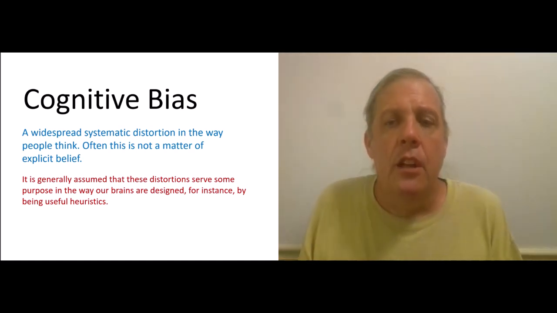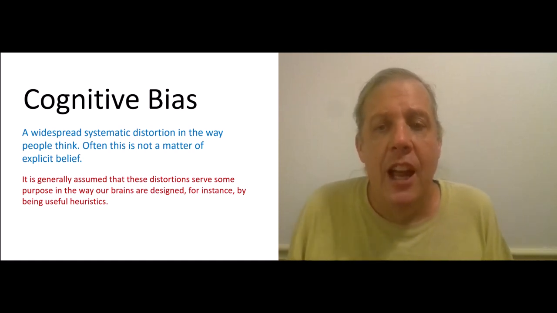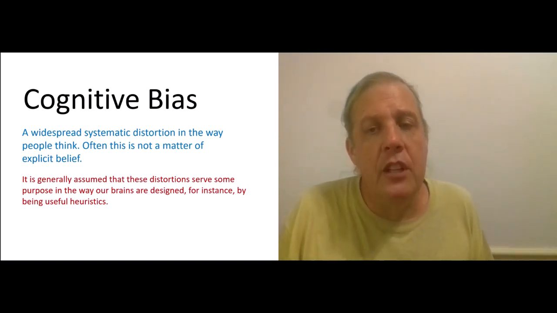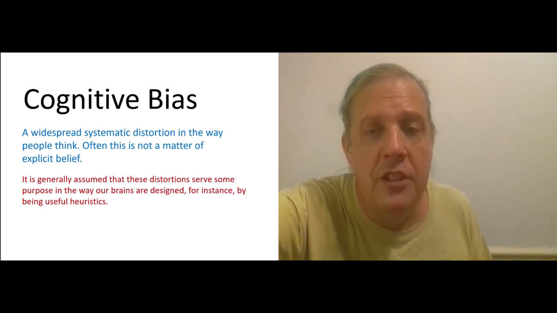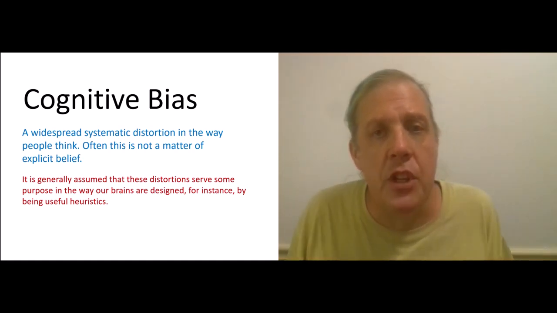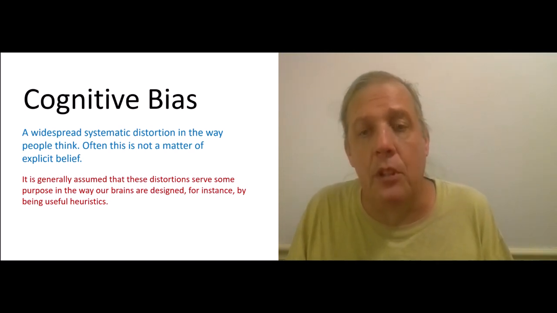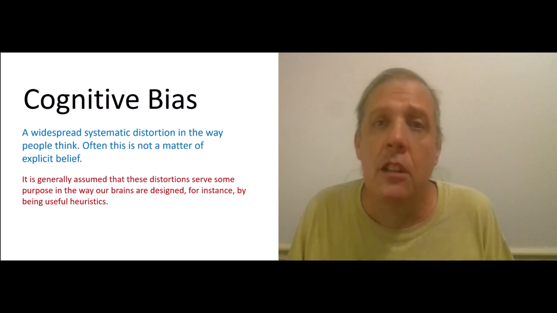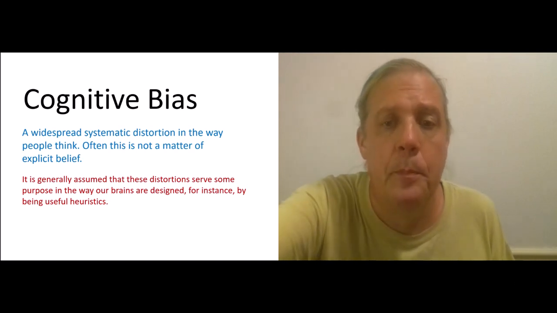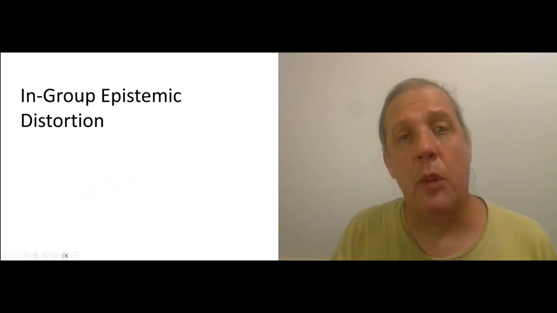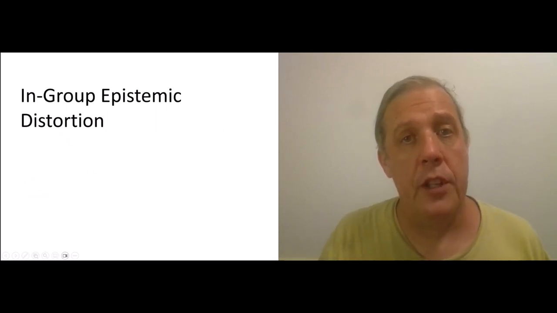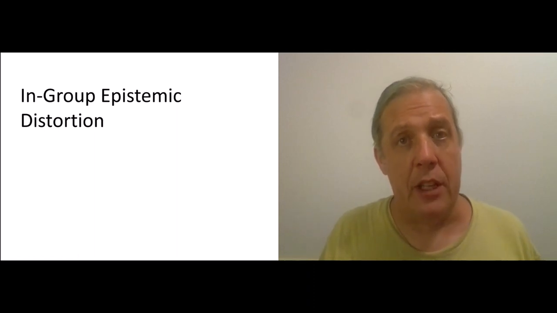But as I said, the idea of cognitive bias has expanded beyond the initial idea of a heuristic or cognitive shortcut, so that any systematic distortion in people's thinking will wind up being labeled a cognitive bias. Let me give you an example. The concept I'm going to be leading this section off with is something that I'm going to be labeling in-group epistemic distortion.